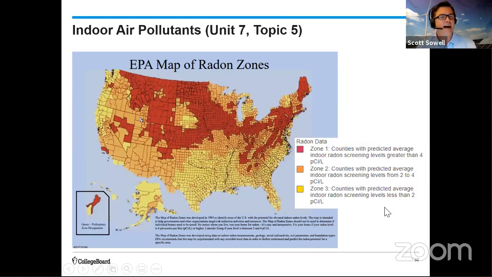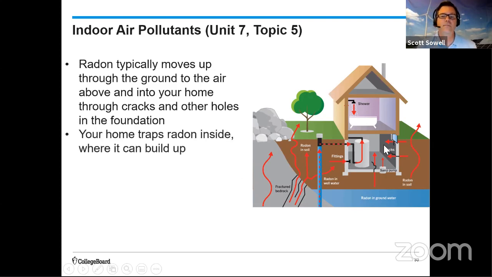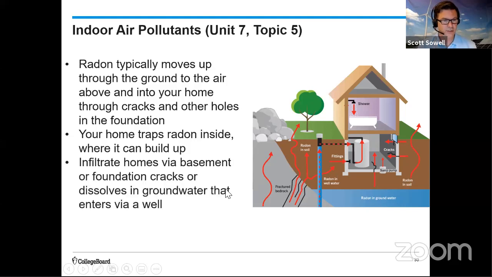Not everywhere in the United States experiences the same threat from radon. Here where I am in North Florida, the risk is a little bit lower than if I were up in some of the northern states. So it definitely has to do with the geology of the soil and the ground underneath. Radon typically is going to move up through cracks in the foundation or the basement because that's what's coming in contact with the ground. And once it gets in there, it can build up just like any other indoor air pollution. It could also infiltrate cracks into groundwater pipes, so it could enter the water as well.